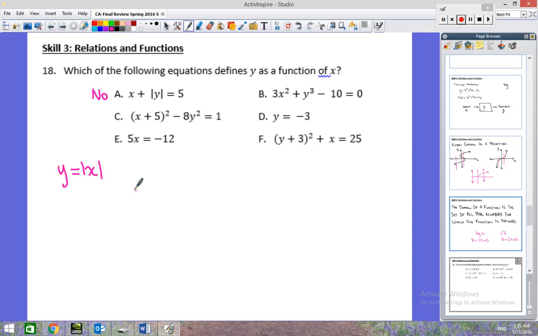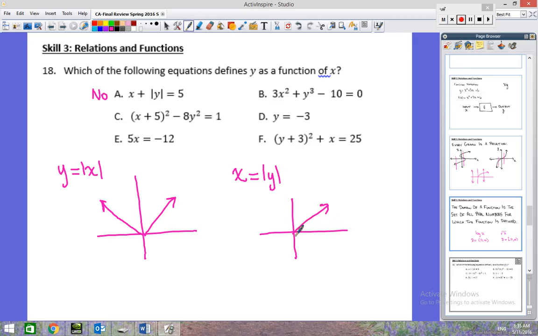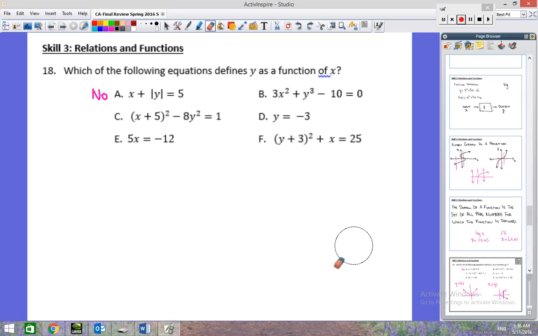Oftentimes we think about the graph, because the vertical line test is so powerful. The absolute value of x looks like a V that's opening upward or downward, and that passes the vertical line test. If you think about an absolute value of y, then that V is turned on its side, so it either opens to the left or to the right, and here it clearly fails the vertical line test. So when we have an equation that has absolute value symbols around a y variable, there's no way that's going to be a function. So my answer for part A is no, that is not a function.